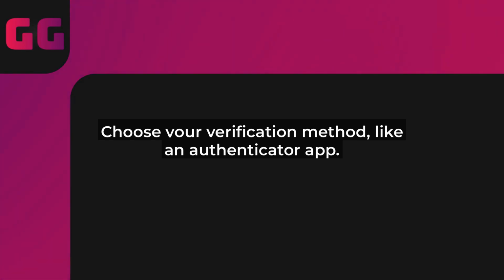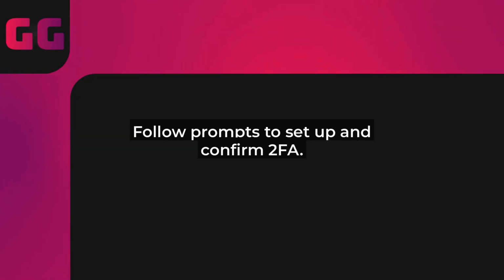Cash App typically offers options like using an authentication app or text messages for verification codes. Choose your preferred method, say, an authenticator app like Google Authenticator for added reliability. Follow the on-screen instructions to set it up, which usually involves scanning a QR code and entering a one-time code. Once that's done, confirm the setup, and bam! You've just fortified your account.